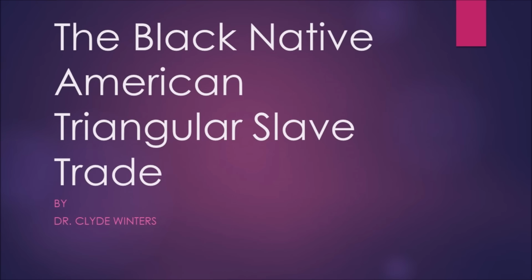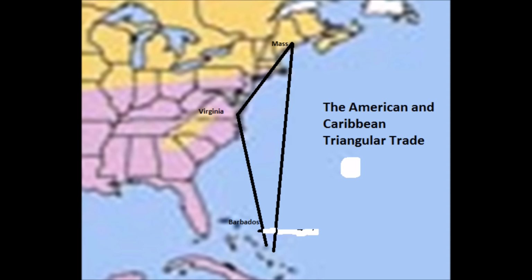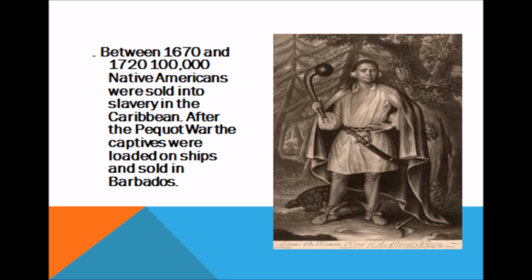The Black Native American Triangular Trade. When Europeans arrived in the United States, they found black Native Americans on the prime farming lands of New England, the Southeast, and the Midwest. The first slaves in the United States were not Africans. The first slaves in the United States were black Native Americans.